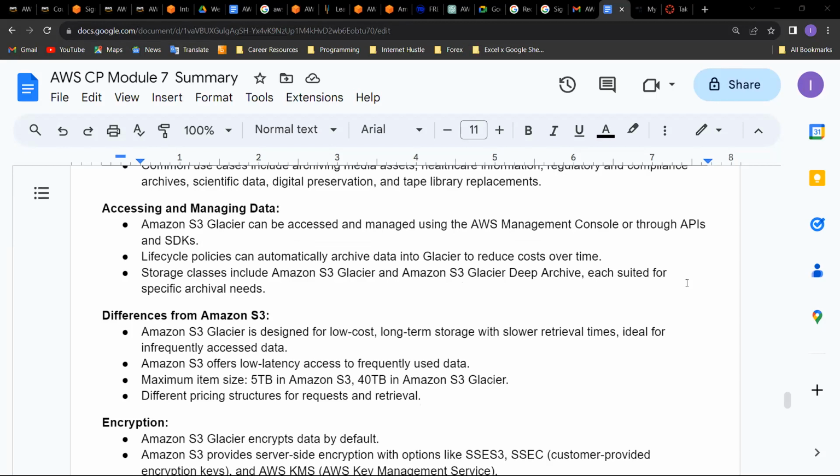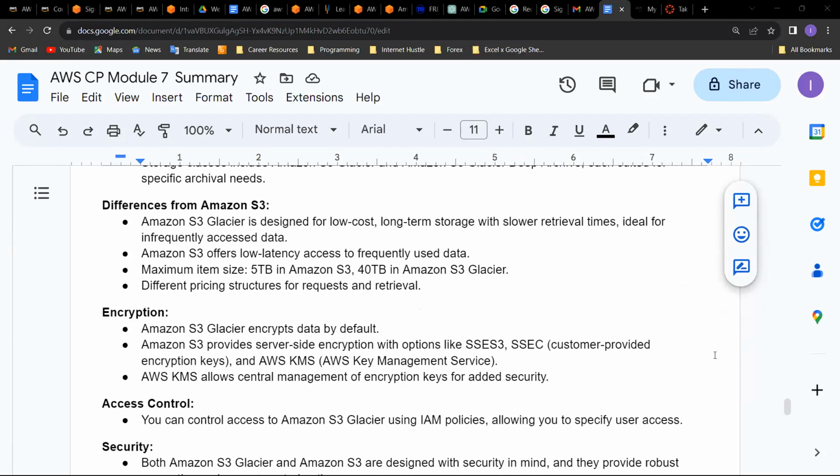And for the differences, for S3, the maximum item size is 5 GB. And for S3 Glacier, the maximum item size is 40 terabytes. And the pricing also differs according to the types of request or retrieval. So the faster you want the retrieval to be, the higher the cost. Let me just put it that way, right? The faster you want the retrieval to be, the higher the cost.